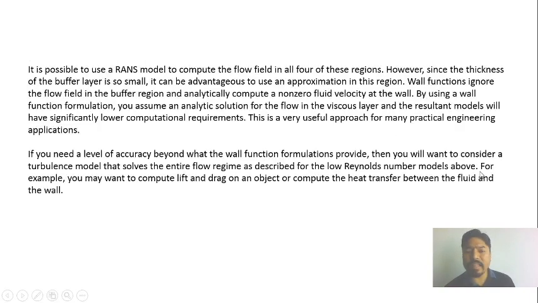Now move to the next slide. It is possible to use a Reynolds average Navier-Stokes model to compute the flow field in all four of these regions. However, since the thickness of the buffer layer is so small, it can be advantageous to use an approximation in this region. Wall functions ignore the flow field in the buffer region and analytically compute a non-zero fluid velocity at the wall.